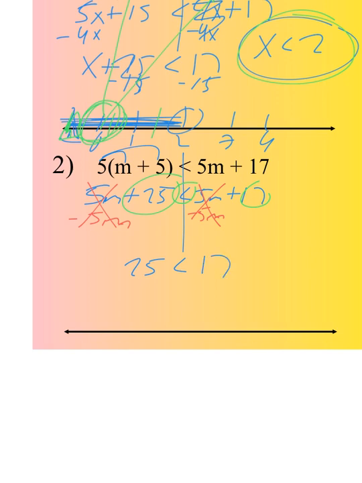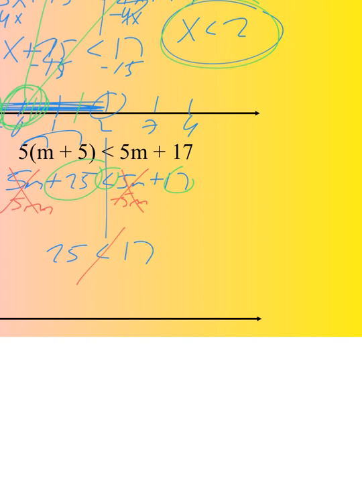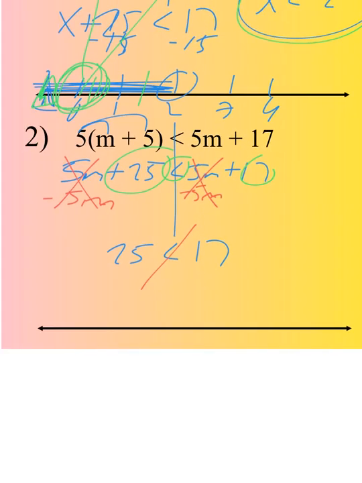Is 25 less than 17? No, it is not. So remember back and see if you can pull it out before I do. Okay, what does this stand for? What is this kind of case when all the variables cancel? Usually we're trying to find a solution for what the variables could stand for.